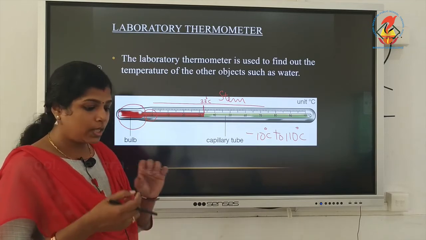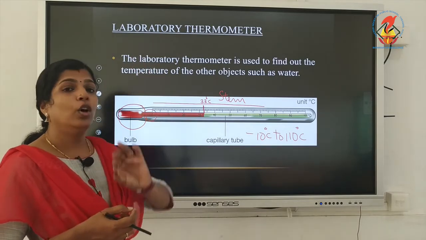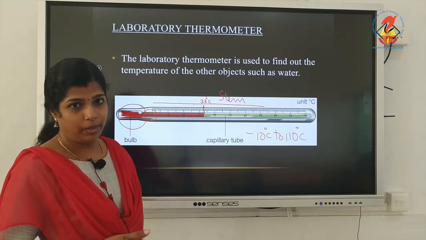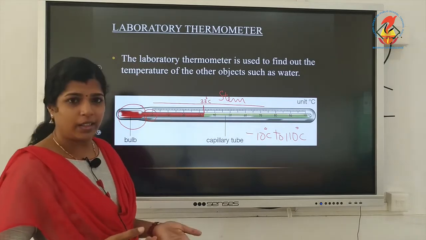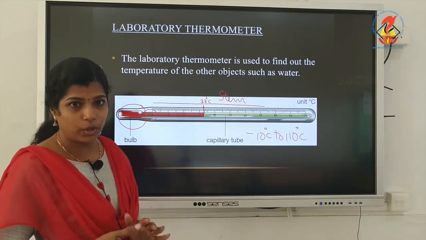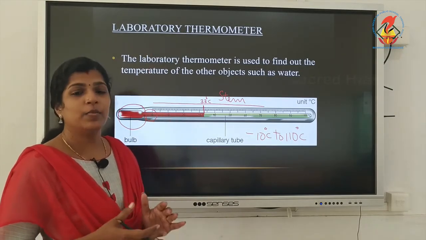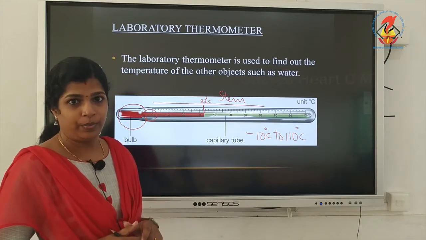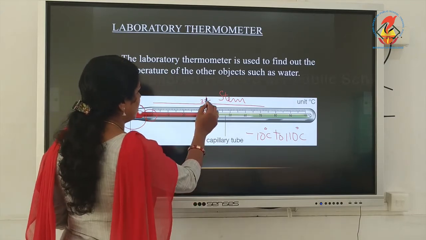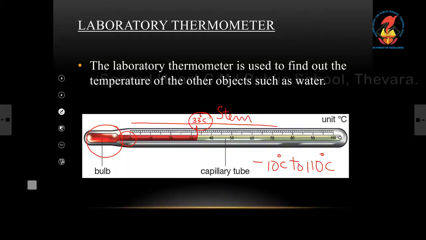You can see a silver thread of mercury along the tube of the thermometer. Here it is marked in a red color. So what is the level of the mercury, or the height of the mercury? That is the temperature of that object. Here the temperature is around 33 degrees Celsius.